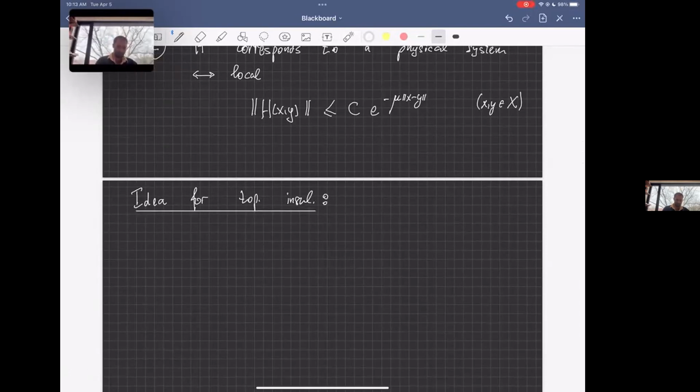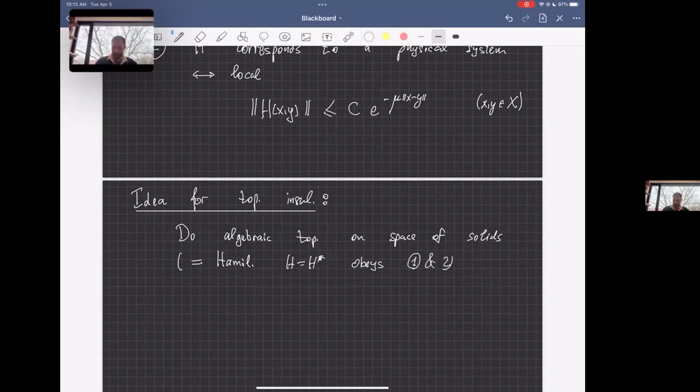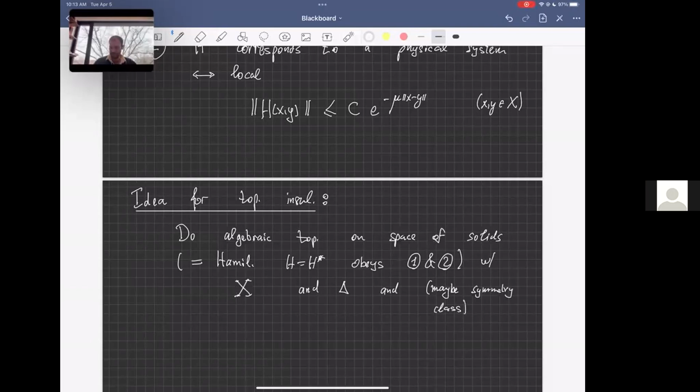Okay, so the idea very simply is just to do algebraic topology on this space of solids, as it were, that are specified by what I chose. So that means a Hamiltonian which obeys 1 and 2, and furthermore with the configuration space and delta, and I haven't said what this is, but I keep it fixed for now, maybe the symmetry class fixed.